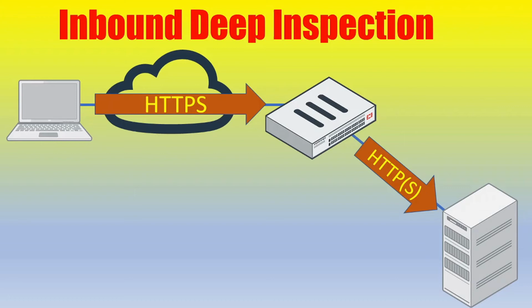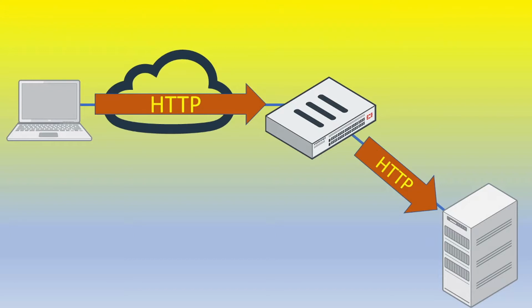In this video, we will go over what inbound deep inspection is and how we can configure it on a FortiGate firewall. Just before we get into it, another name we can refer to this feature as is SSL or TLS offloading. So, a quick differentiator here between a virtual IP or port forwarding rule and what we're actually covering here, which is inbound deep inspection.